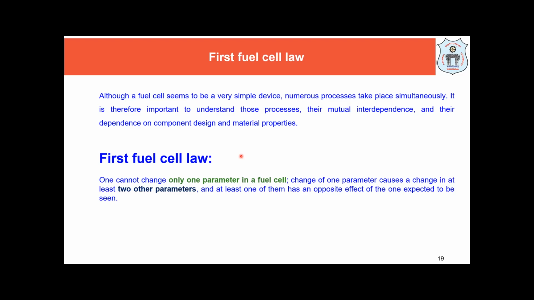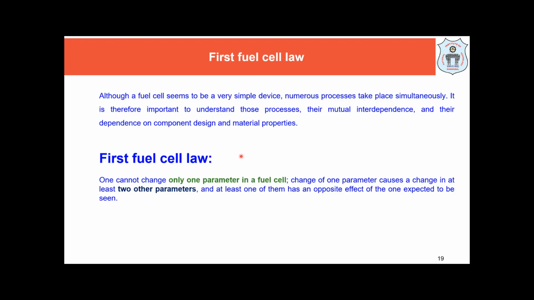The mutual interdependence: if you change the temperature, it will have an impact somewhere. When you change the membrane thickness, the flow rate, or the purity of the hydrogen and oxygen, it is going to have an impact. They are dependent on the component design, and material properties should be known very well when you want to understand the process.